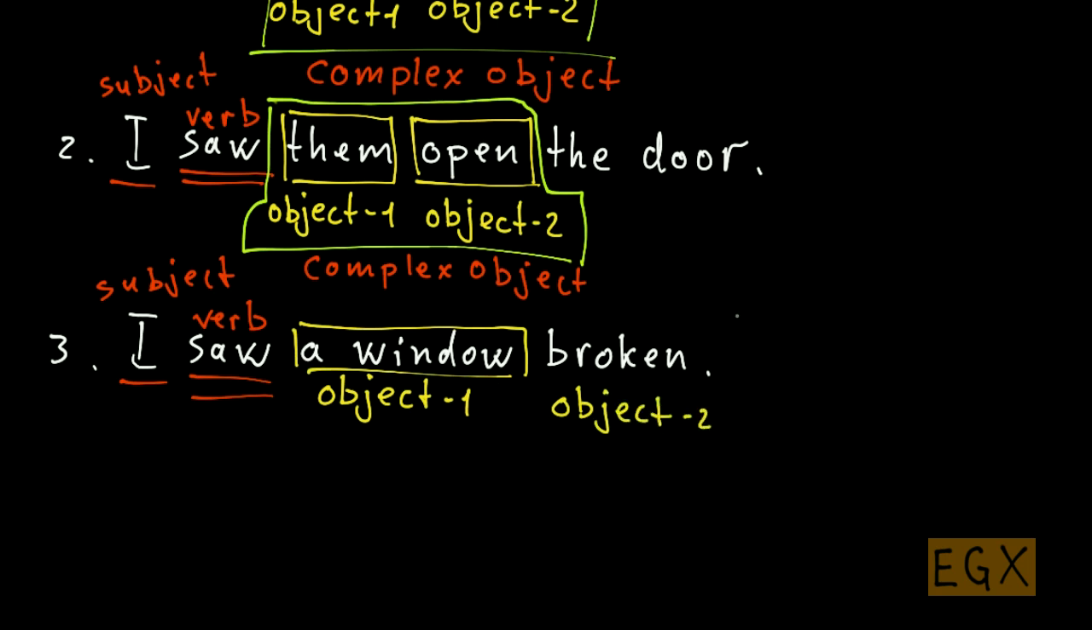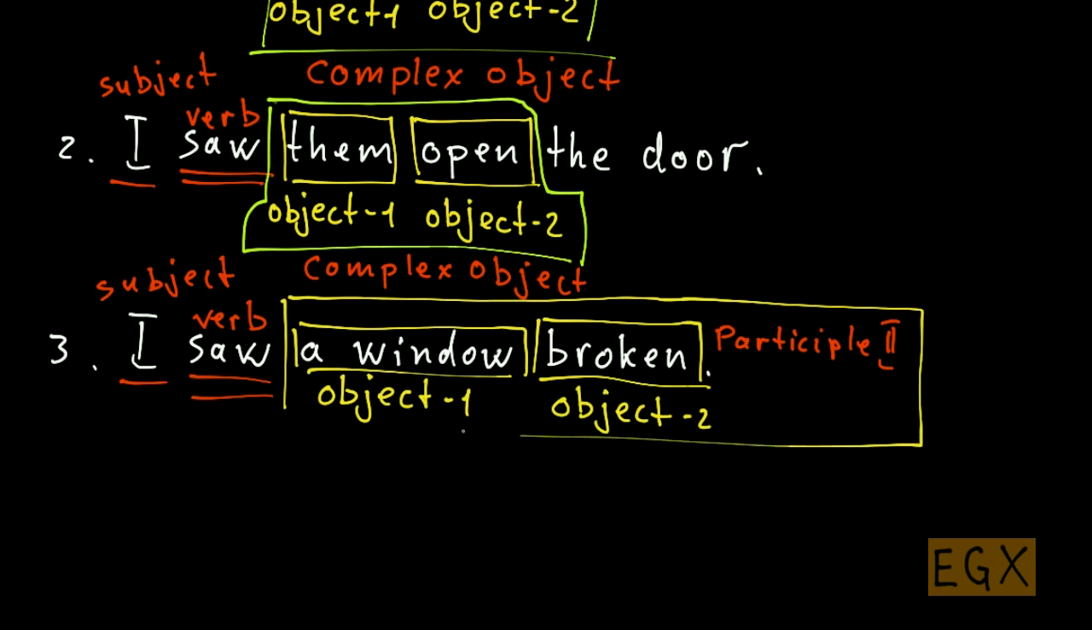This is it. But as you noticed, it is not infinitive. What is this? This is participle. This is past participle or participle 2, whatever you call it. Or the third column of irregular verbs table, just like that. But it doesn't matter. All the same, it is complex object.